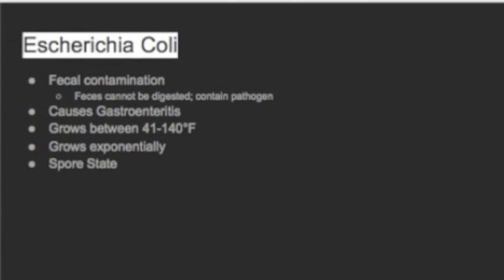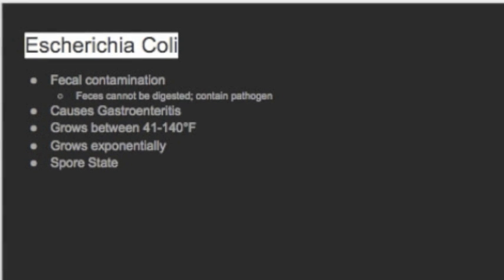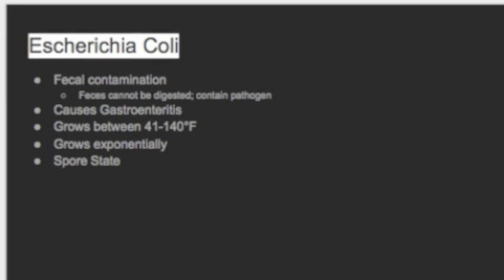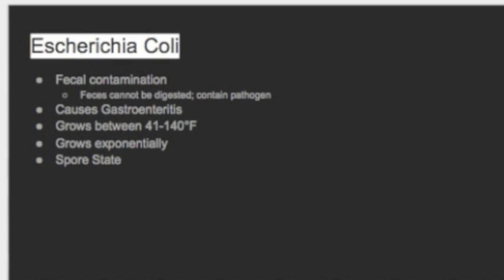Some quick facts about E. coli is that it is passed through fecal contamination. Feces cannot be digested and they contain the pathogen that causes E. coli. E. coli can cause gastroenteritis and grows ideally around room temperature. It grows exponentially through binary fission and can survive harsh conditions when it is in its spore state.